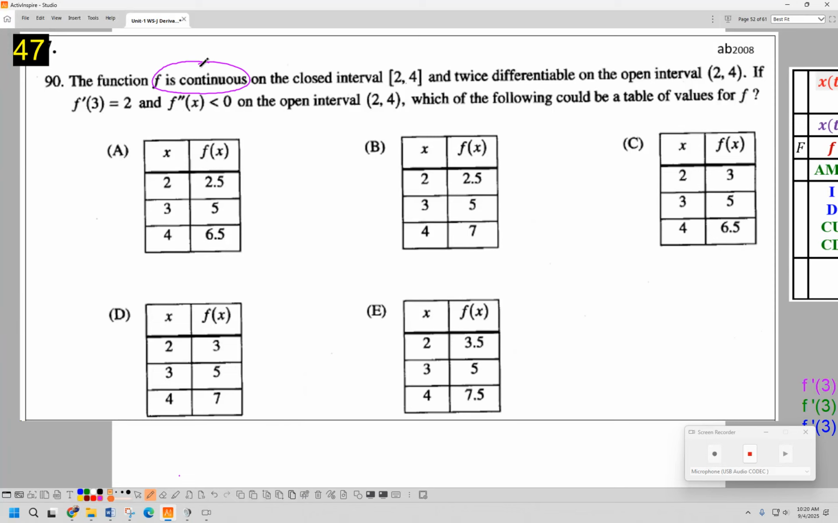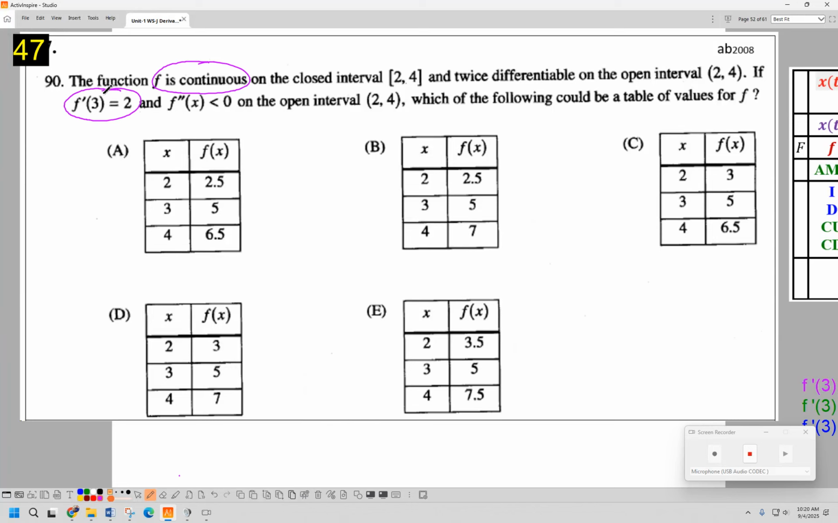F is twice differentiable. We already talked about what that meant. So we can find f prime. We can also find f double prime. It says f prime of 3 must equal 2.